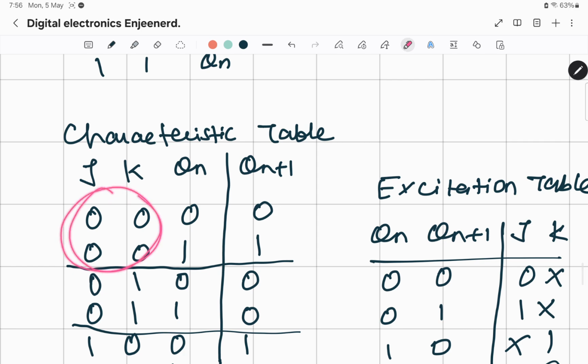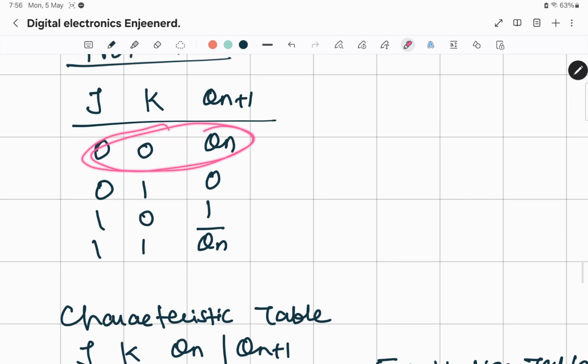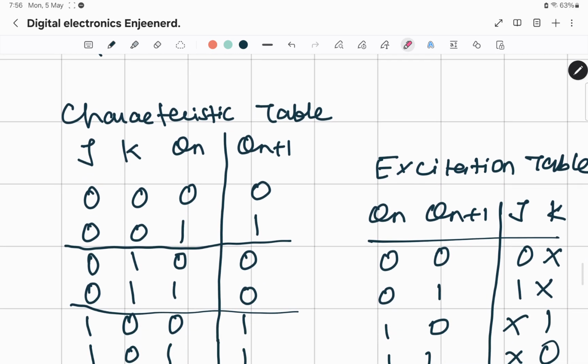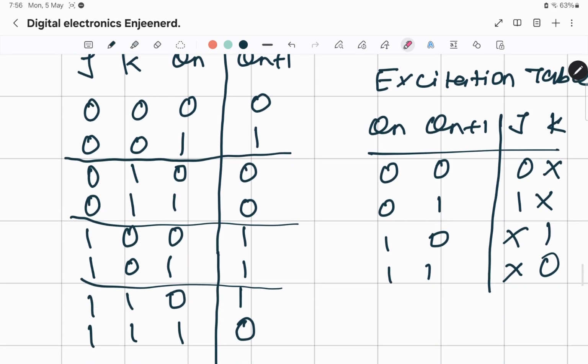For J equal to 0, K equal to 0, what is your output? Qn plus 1 is nothing but Qn. So my Qn plus 1 will be same as Qn. For 0, 0, I will have 0 here and 1 here. There will be no change. For 0, 1, it is 0. So for 0, 1, both are 0. For 1, 0, both are 1.